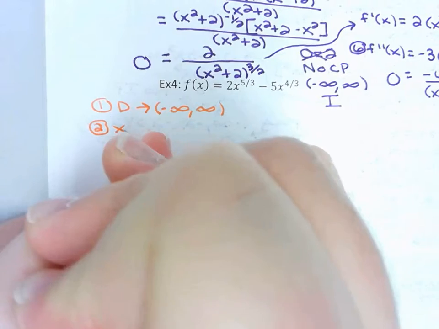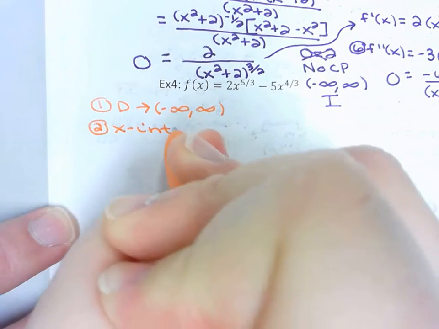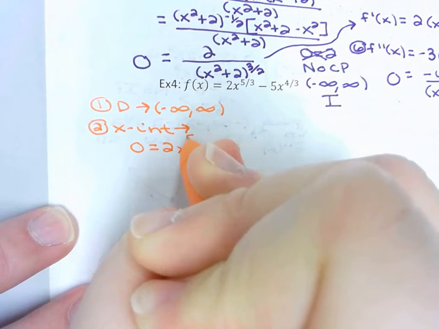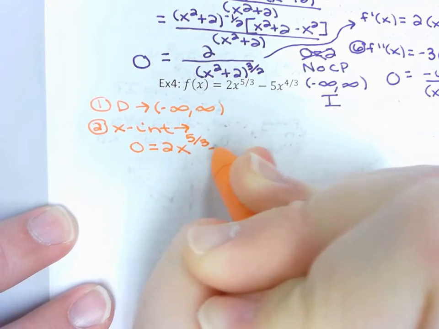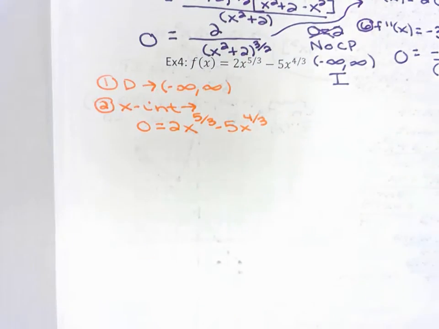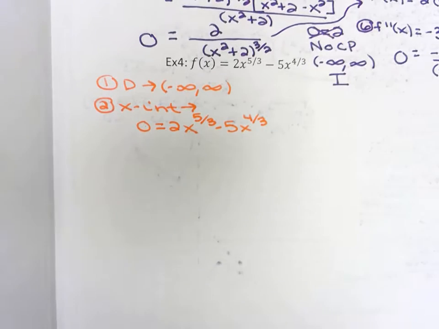So x-intercepts, 0 equals 2x to the 5/3 minus 5x to the 4/3. So I set y equal to 0 and try to solve this. The exponents are weird, so I'm not really sure how to solve this. Any thoughts on what I can do?